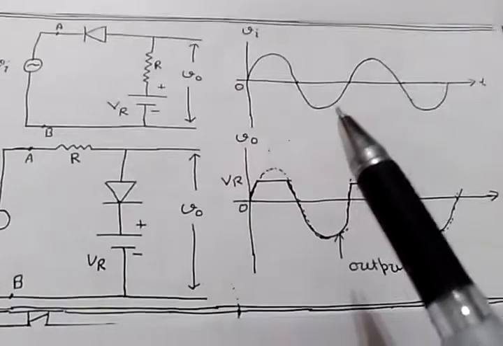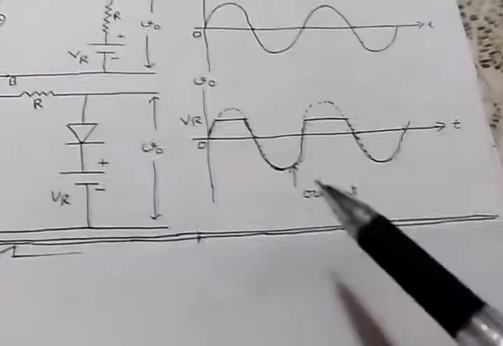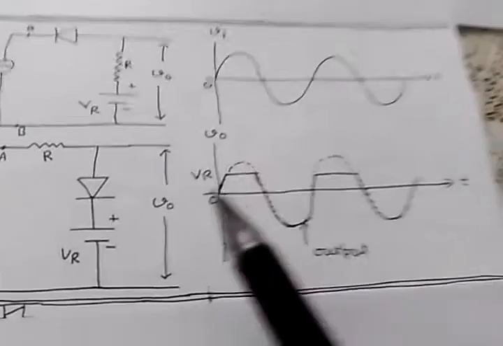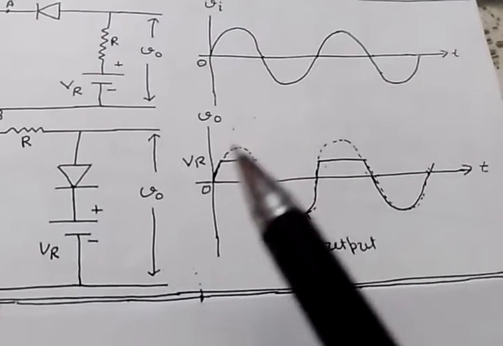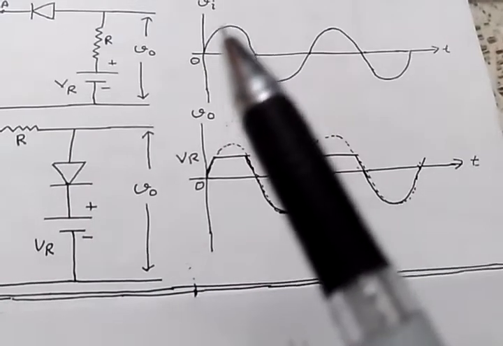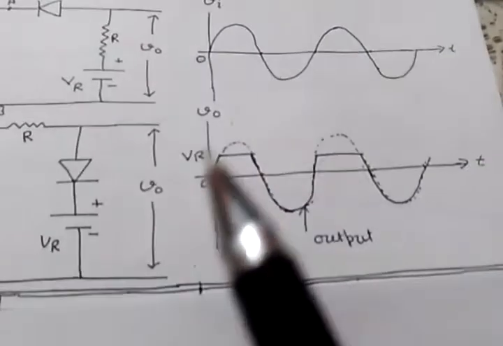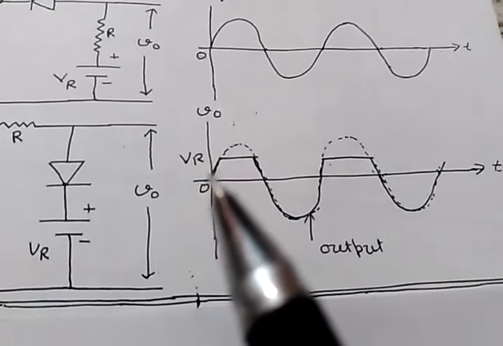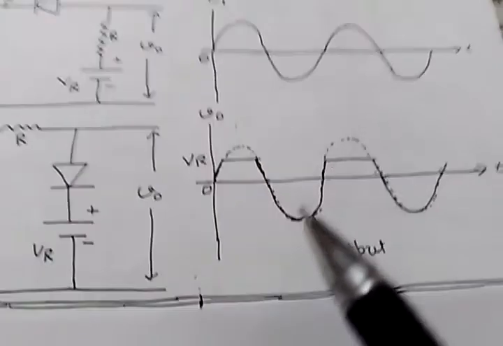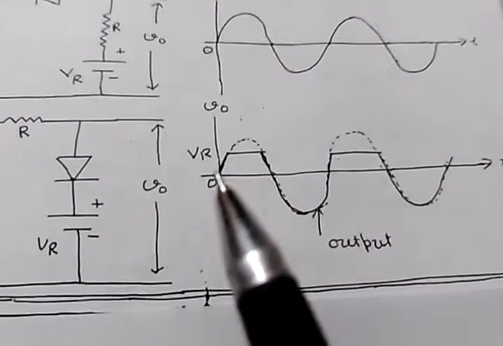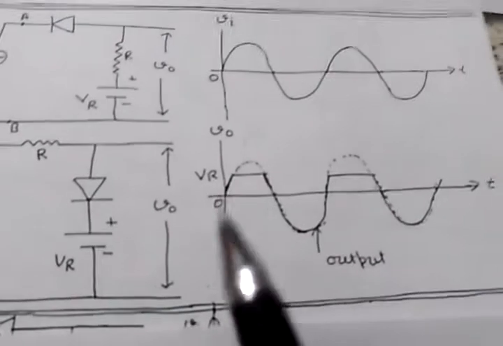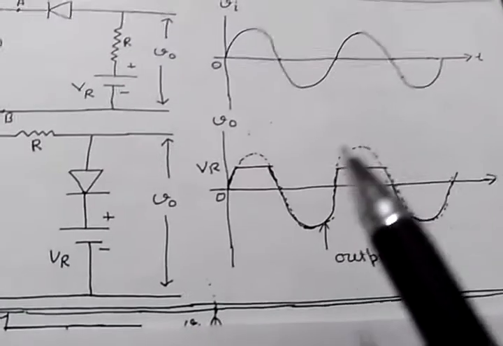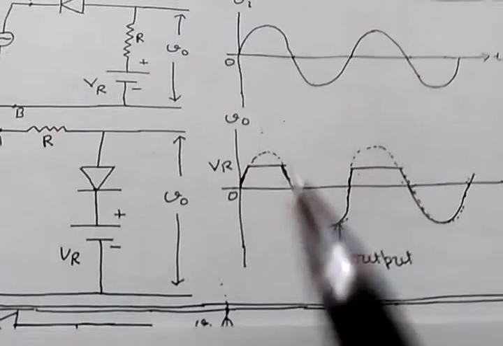This is the input waveform, this is the input signal, and this is the output signal. In the output signal, we are seeing a dotted portion. Dotted portion is the portion of the input signal which has been removed in the output. Output is the only solid portion of the waveform. Here the waveform indicated by the solid lines is the output waveform, and dotted portion is the input waveform which has been removed in the output by these two circuits.